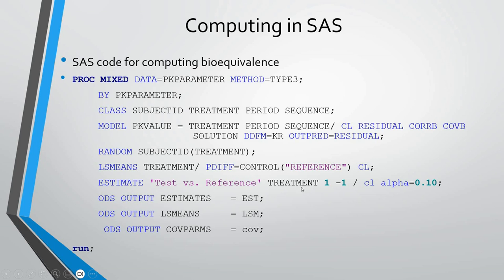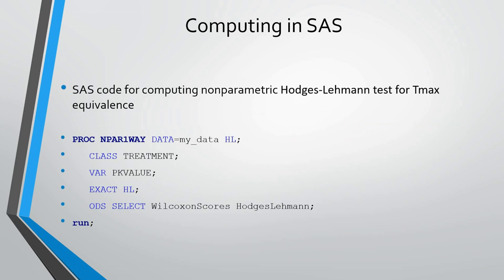And this is for the confidence interval. I want to estimate my test versus reference. So I'm passing the design matrix for my treatment, basically two treatments, and this is 1 minus 2. So it is going to take the difference between first and second. Here alpha is 0.1, so at that level I'm going to predict the estimates. And these are ODS outputs, meaning my estimates go in this data set, LS mean in this data set, covariance parameter in this data set, and then it runs the model. That's the SAS code for that.